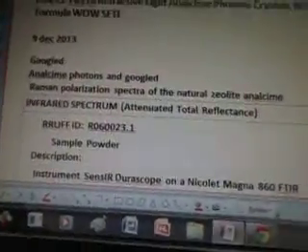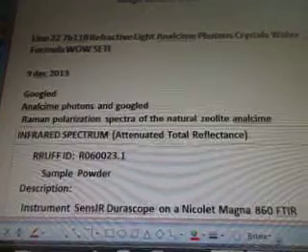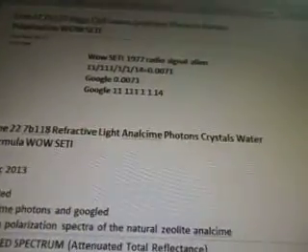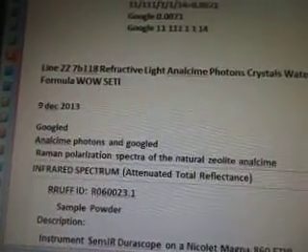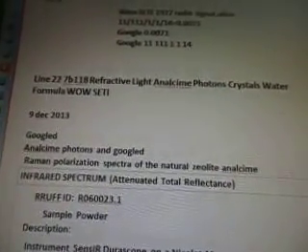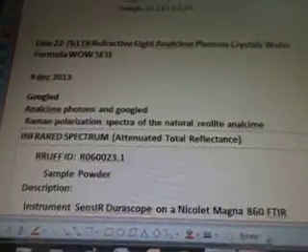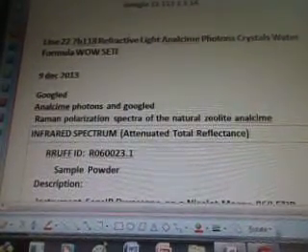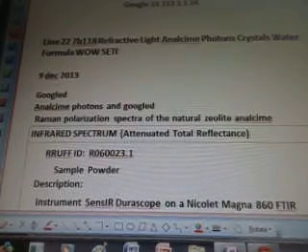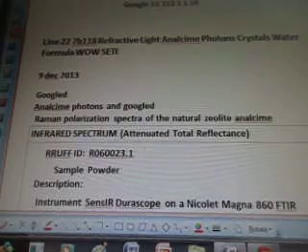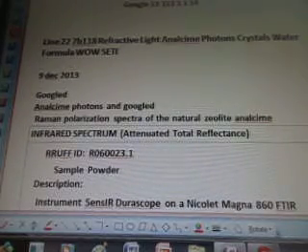So line 22, 7B118, refractive light, Analcime Photons crystal wafer water formula. I Googled Analcime Photons and Raman Polarization spectra of the natural zeolite Analcime. So this video talks about C60 lasers, porous molecule, Higgs signals, Analcime crystals and photons, and Raman polarization formulas for dark matter cell structure found in the WOW data line 22. This leads me to my Big Bang theory and how I prove it could happen.